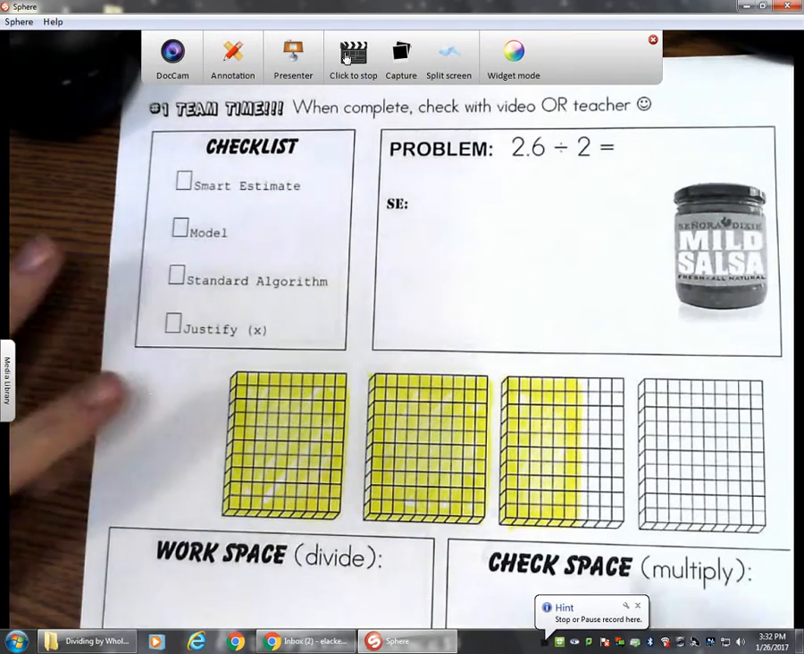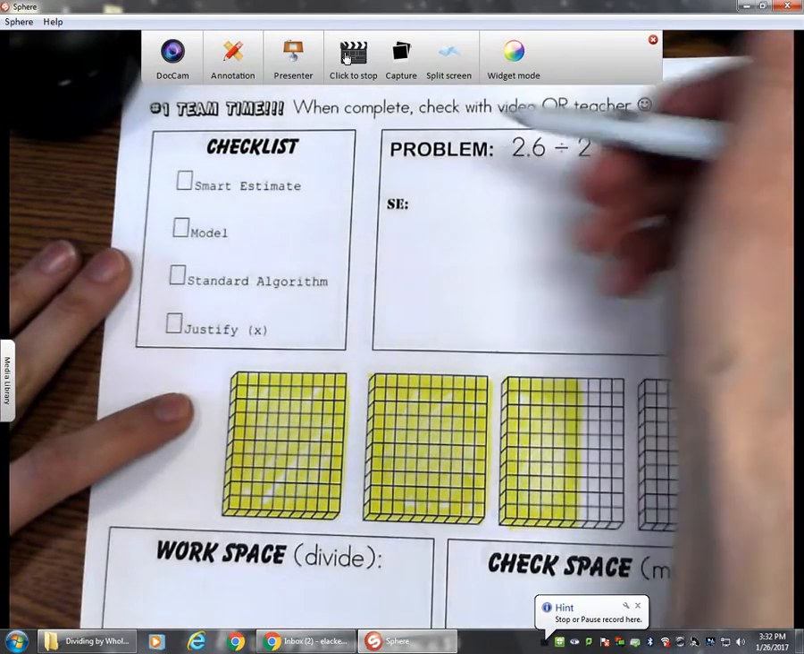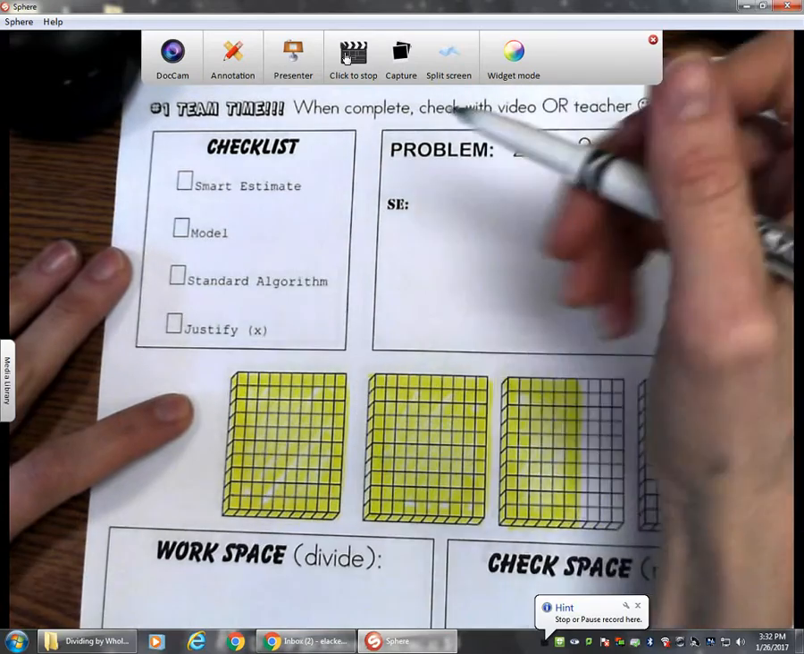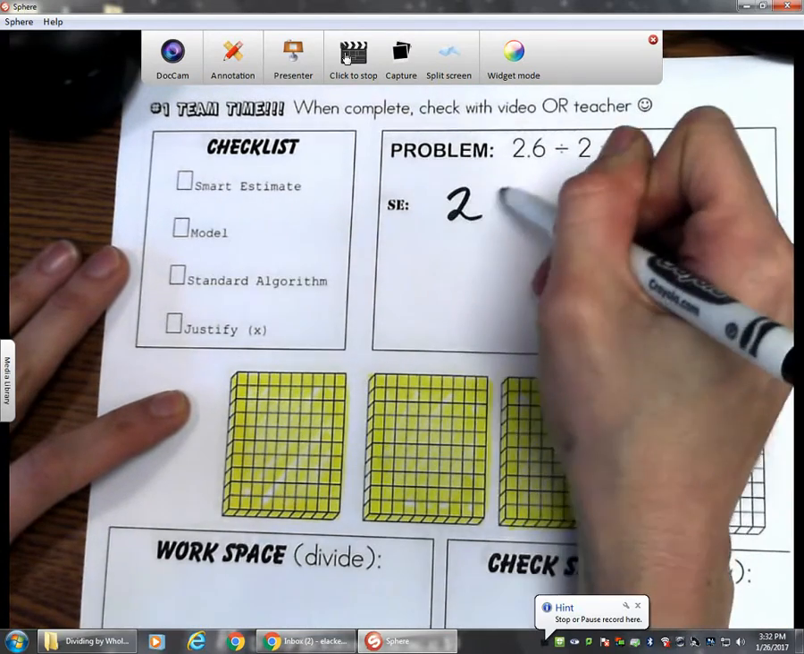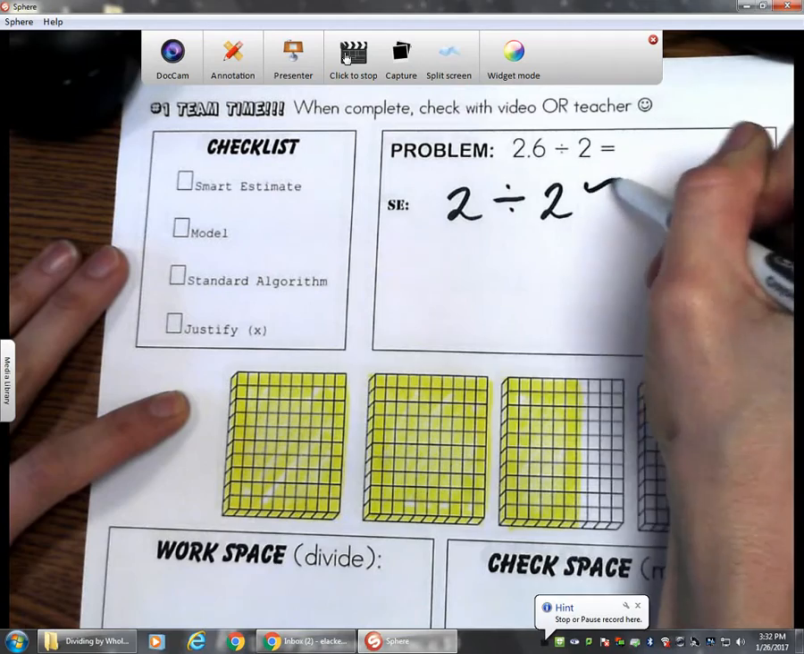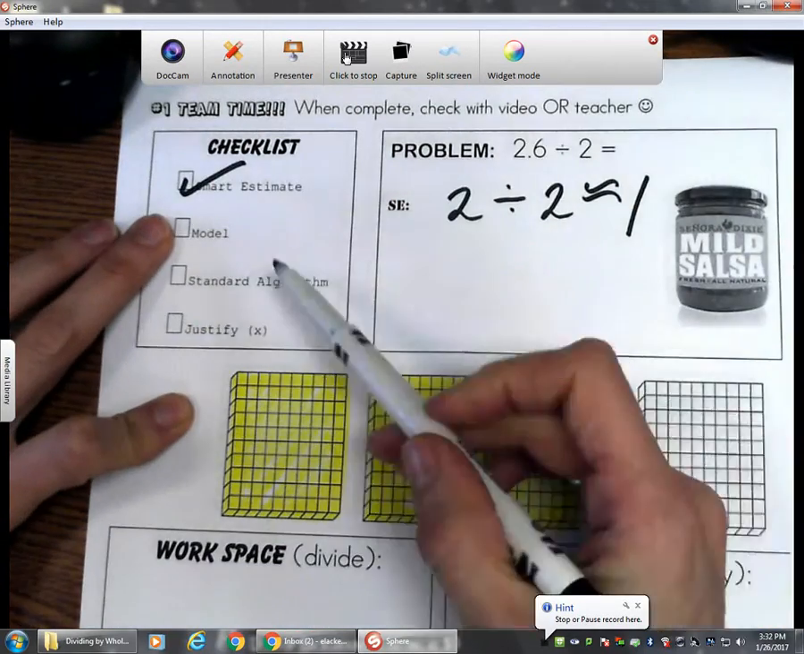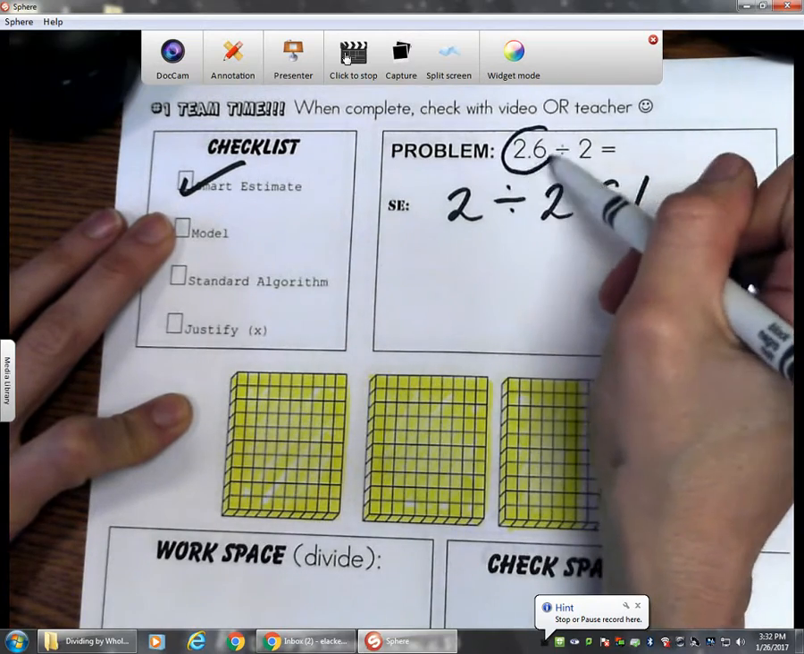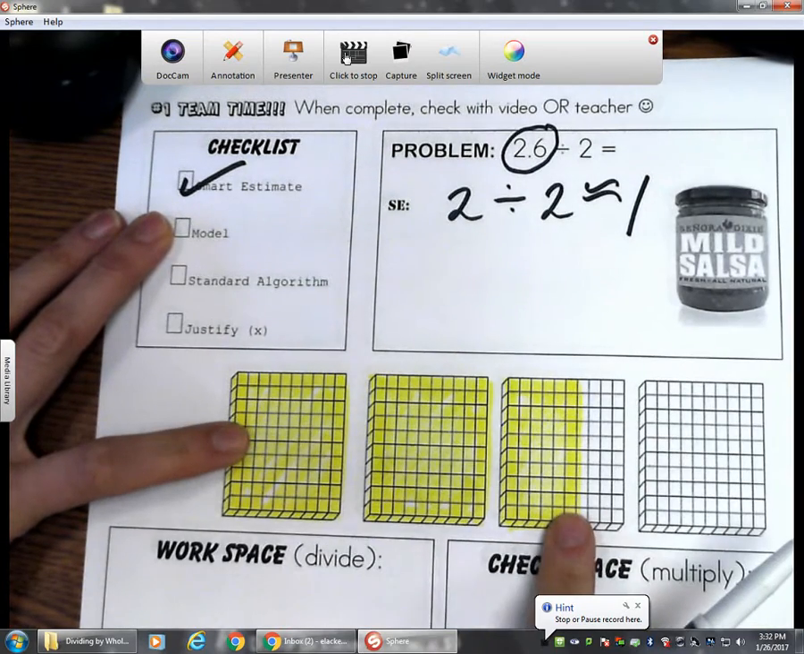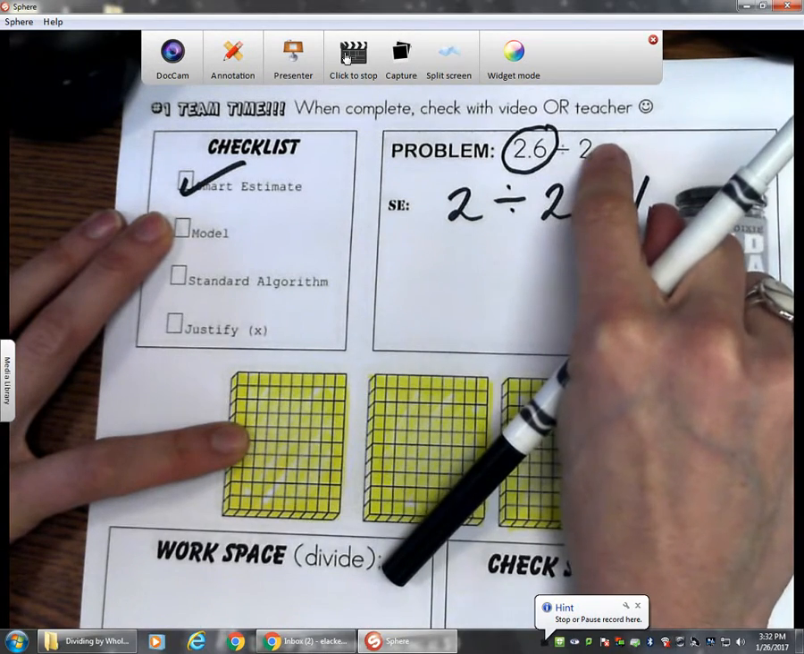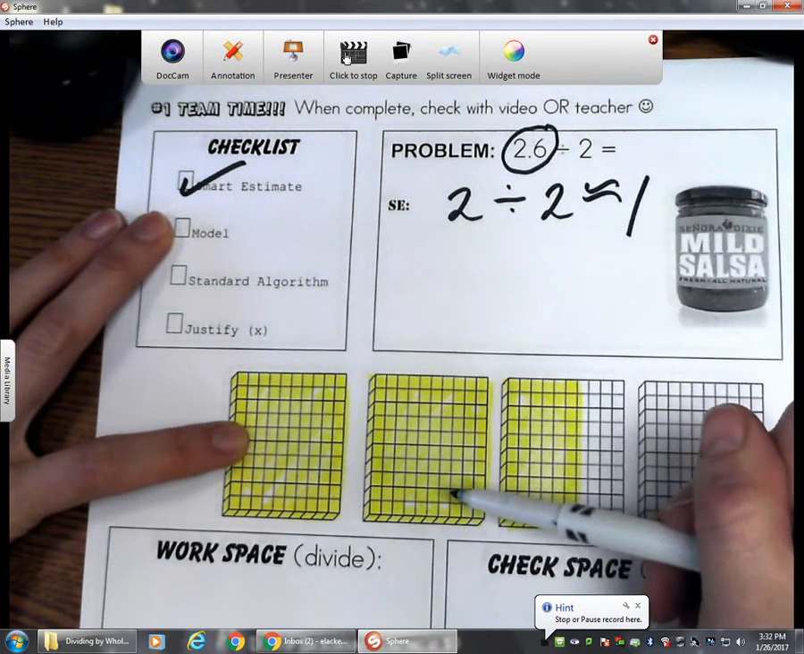Okay, so just checking over this first one, you needed to make a smart estimate. You could have done something as simple as 2 divided by 2, and you would know that your answer is going to be about 1. Okay, the model, I know I'm starting with 2 and 6 tenths, so I went ahead and shaded already, and I'm splitting it into 2 groups. So 2 and 6 tenths into 2 groups.